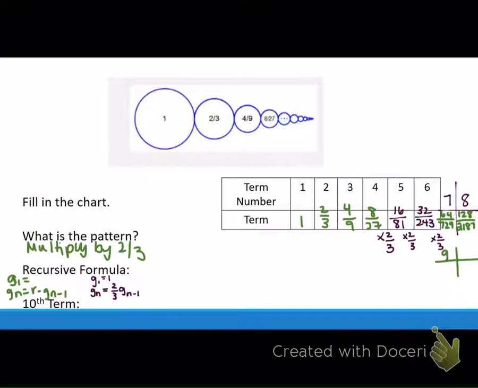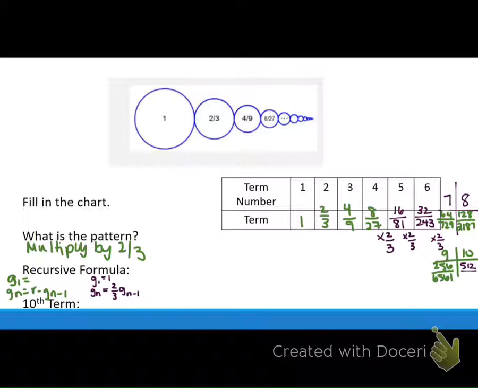Who has the 9th term? Jana? 6,561. How about that 10th term, Josh? 512 over... Is it 10,000? 19,683. So it's 512 over 19,683. One second, I'll write it in here.